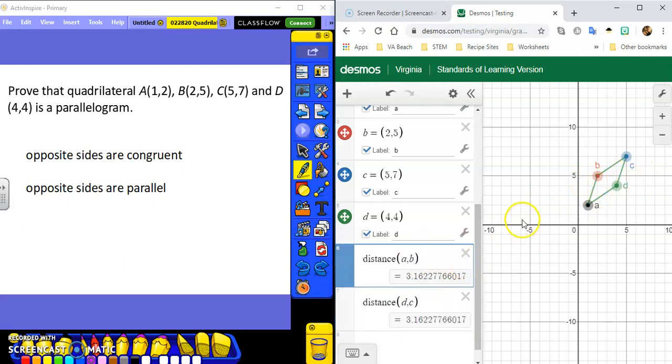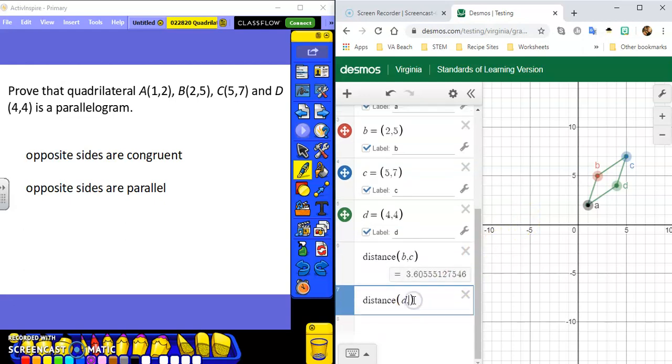Well, now I need to do my other side. So now in this case, I'm going to do B to C, and I'm going to do D to A. They're also congruent. However, they're not congruent to the first set, but that's okay because in a parallelogram, all the sides are not the same. So now that we've proved opposite sides are congruent, we're good.